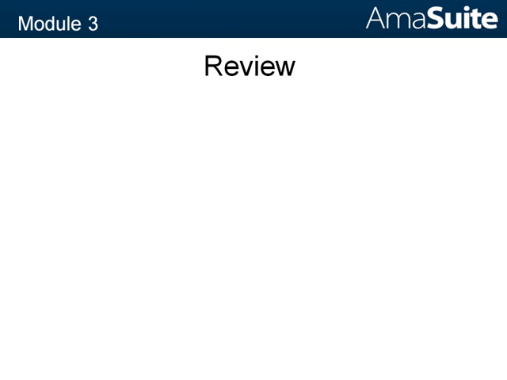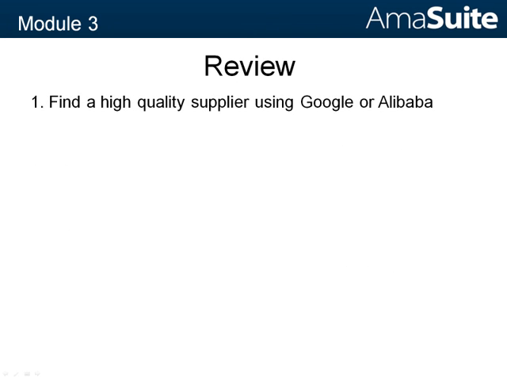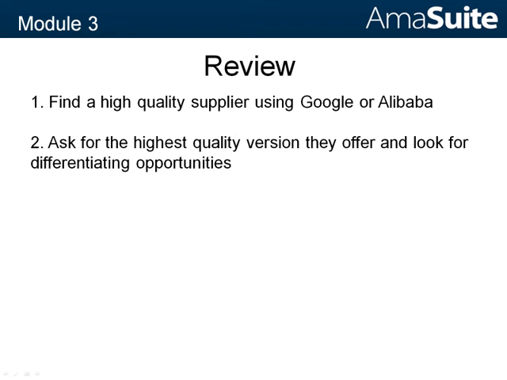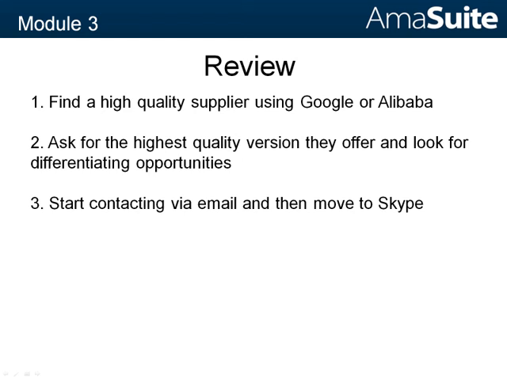So in review, the process you'll use to find a high quality supplier is by using Google or Alibaba and then asking for the highest quality version that they offer for a product you're interested in selling. And also look for differentiating opportunities, so elements that people have complained about in other reviews of products you'd like to sell and that you could potentially incorporate into your product. After that, you're going to want to contact suppliers through email to start, and then you want to move over to Skype.